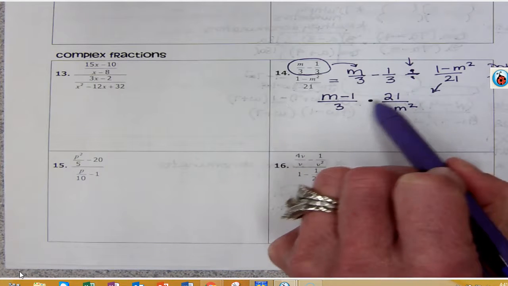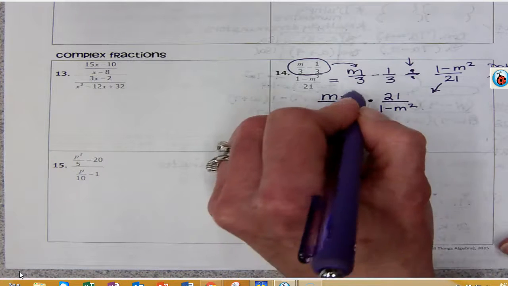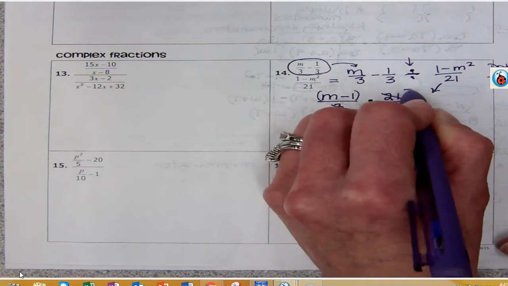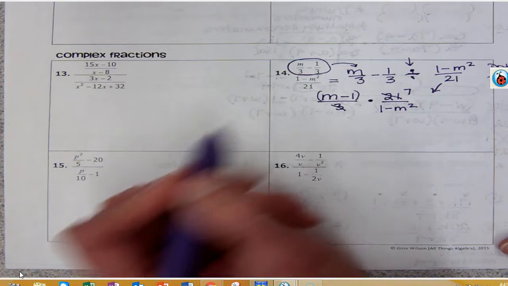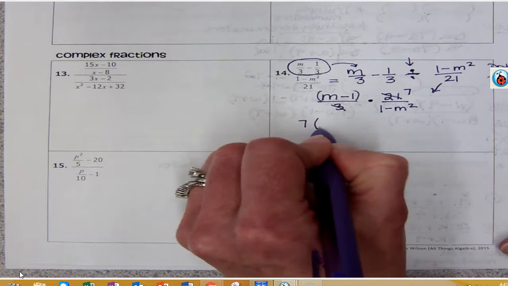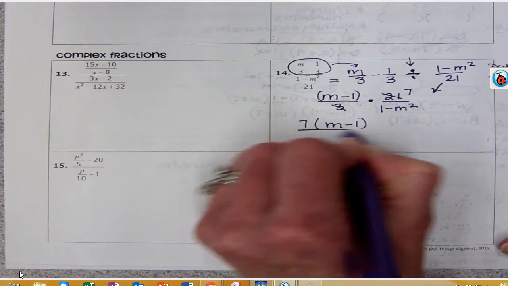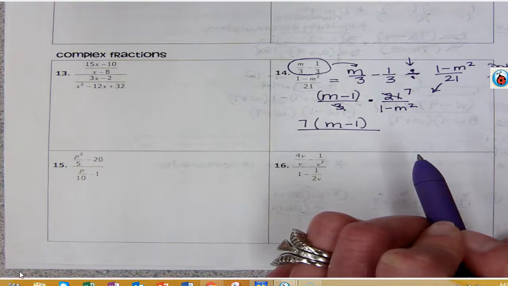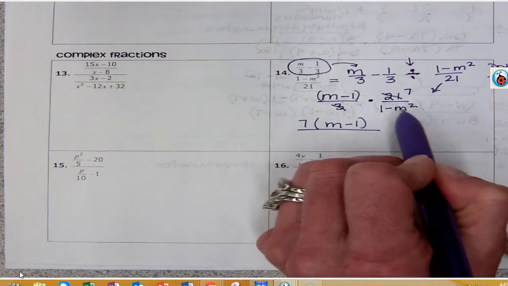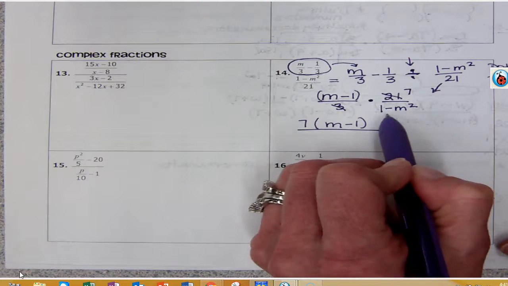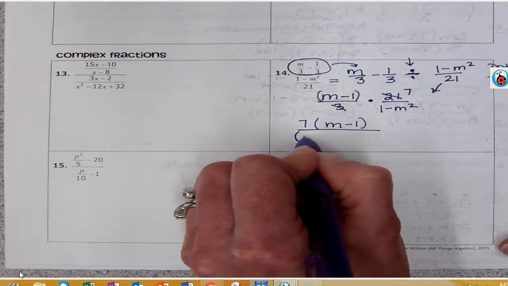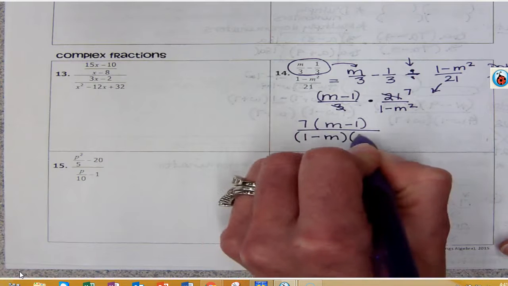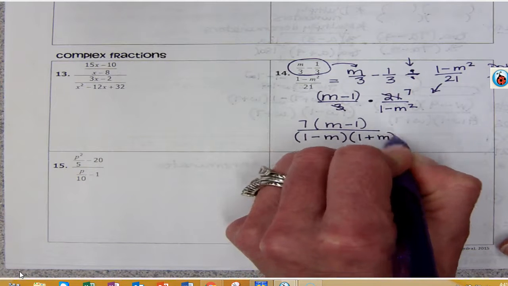Immediately I can see that the 3 and the 21 can be reduced. So 3 goes into 21 7 times. So I'm left with 7 times m minus 1. Now I see I've got a difference of 2 squares. 1 is a perfect square, m squared is a perfect square, and I am subtracting. So that's going to be the same as 1 minus m times 1 plus m.